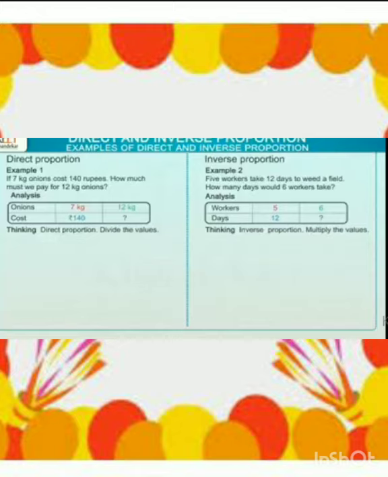Solution. Let the cost of 12 kg onions be x. So we are going to divide the values. So we can get 7 by 140 equal to 12 by x. Then we can cross multiply the values. 7 into x equal to 12 into 140. Then we can transfer x to the right hand side. So x equals 12 into 140 by 7.